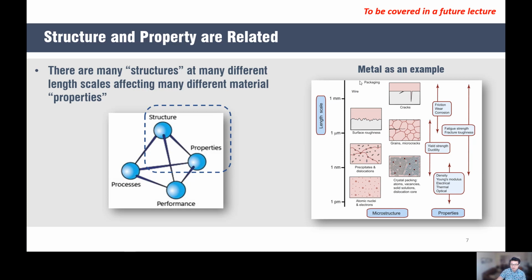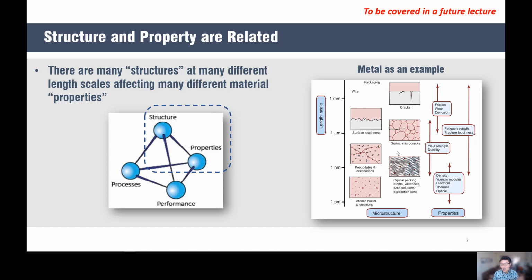To give you an example, here is a metal. What kind of structure do we have? Metals are made out of atoms. In fact, anything that is physical is made out of atoms. In particular, metals are atoms with metallic bonds. The structure at the atomic level, we call microstructure. And on the right-hand side of this graph, you can see different types of property.